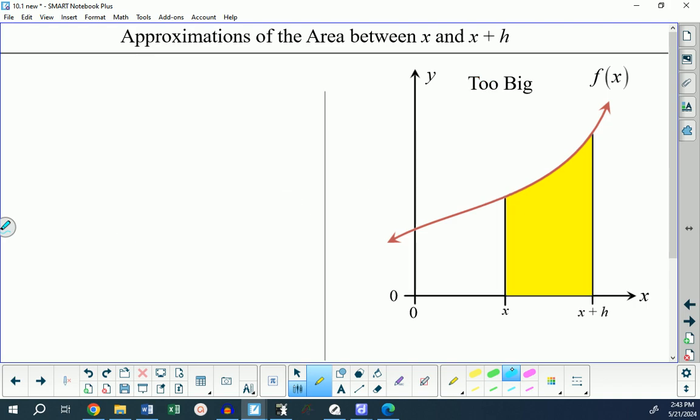So now let's shift gears and let's look at the diagram on the bottom of your page to the right, where it says too big. I'm focusing on this one. What if instead of using the left-hand boundary of the interval to define the height of the rectangle, what if we look at the height of the function on the right-hand side? So now I'm focusing on this point up here, right? And I construct a rectangle with that height. So you're going to have to draw in this rectangle.